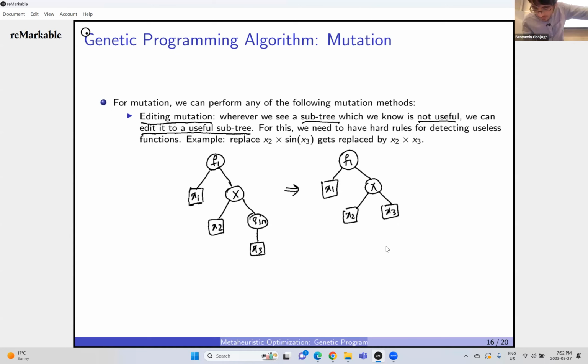For this, we need to have hard rules for detecting useless functions. For example, replace x2 times sine of x3. For example, I never want to have that. It gets replaced by x2 times x3. Usually when I say useless functions, I don't care about the terminal node, right? So x2 sine x3 is bad. x1 sine x3 is also bad. The terminal node, the variable, is not important. I'm saying that the expression is useless for me. Something sine something is useless. So I replace it with that first thing times the second thing.